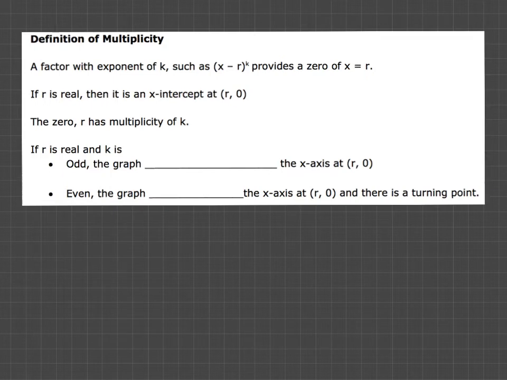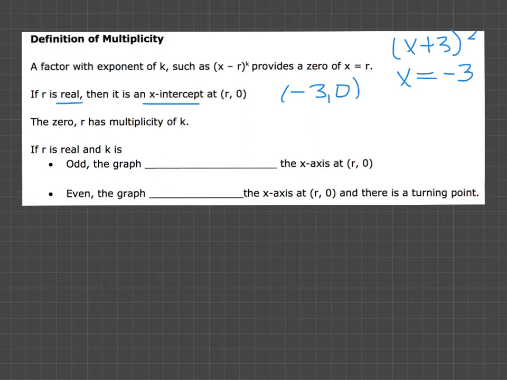Okay, so here's what multiplicity is. We have a factor like x minus r, and it has an exponent of k. It's going to give us a 0 of x equal to r. So for our example, we had a factor of x plus 3 squared. And that gives us a 0 of x equal to negative 3. And if that 0 that we get from the factor is real, then it's an x-intercept. And so our x-intercept is negative 3, 0. Okay, so here's where the multiplicity part is. A 0 has multiplicity of k. So notice that that multiplicity is the exponent that goes on the factor. Okay, so the k for this example is 2, because the exponent on the factor was 2.